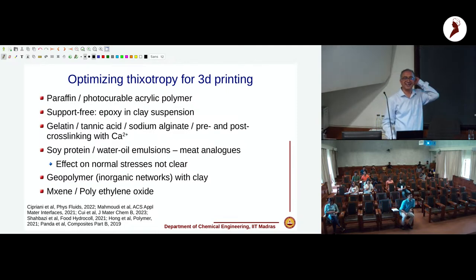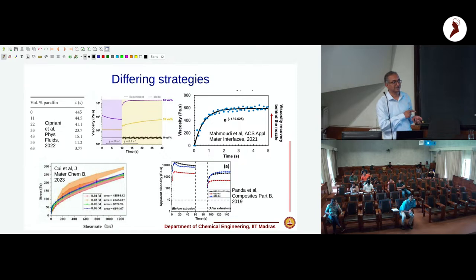As I said, I scanned the literature, and these are the sort of 3D printing systems. People in food, so these two are examples from food. These are examples from geopolymer networks for strengthening the soil. So a whole lot of different systems claim that they are trying to optimize thixotropy for 3D printing. And if you look at the kind of measurements they are doing, there is a variation. Some of them are looking at step change: you shear at 50 per second, then go to 0.1 per second and look at the evolution. Some others are only doing the thixotropic loop that we talked about. There is a variation, but they claim that they are optimizing this thixotropy in their ink formulation, and then they show that therefore the 3D print is better.